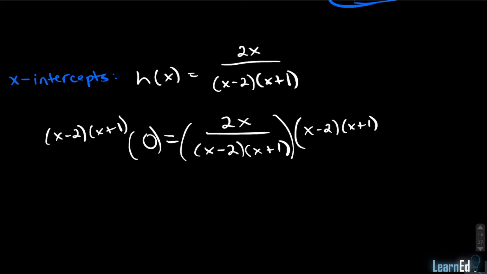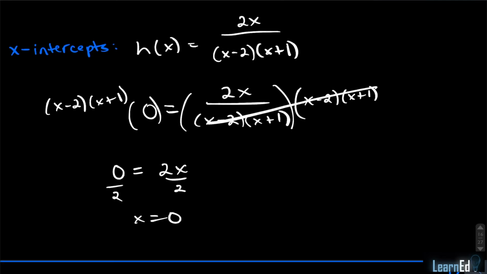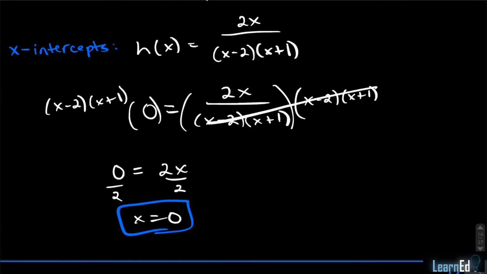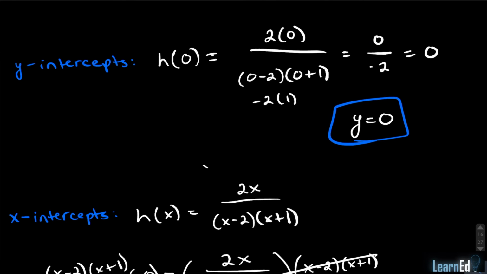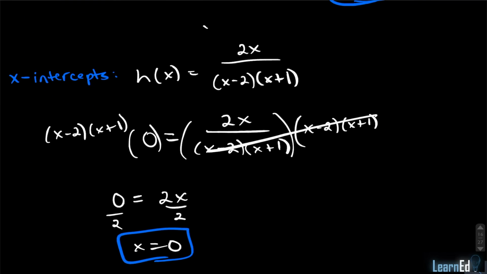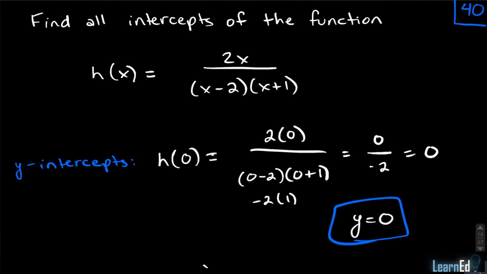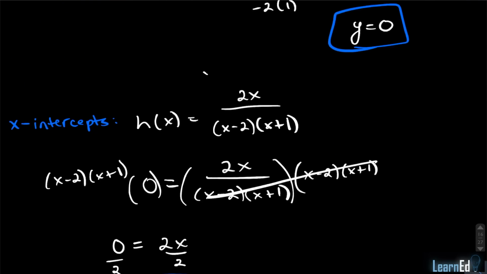Okay, and that zeroes it out, so you get 0 equals 2x, right? Because these go away. So you can literally just, it's really nice how you can do that. And so if you divide by 2 on both sides, you get x equals 0. And then that is your x-intercept. Okay, so we get a y-intercept of y equals 0 and an x-intercept of x equals 0. So this graph actually passes right through the origin.